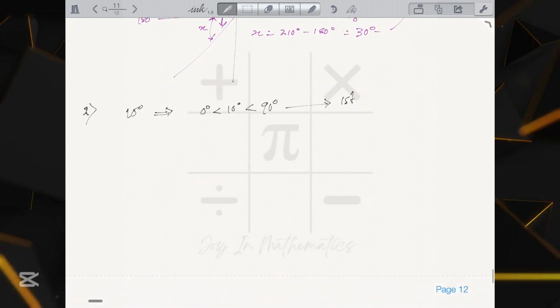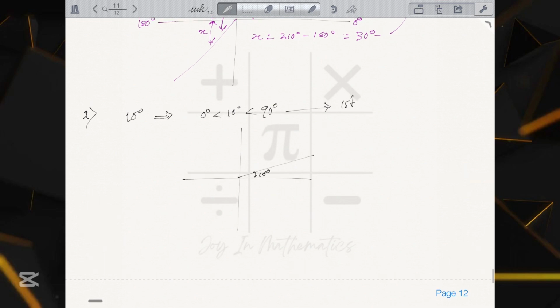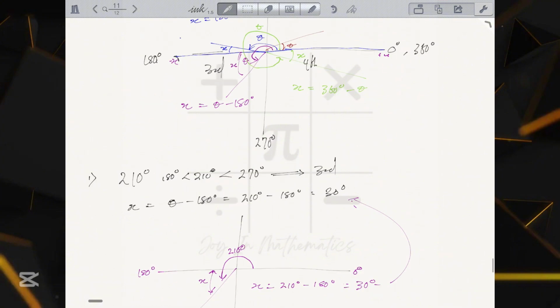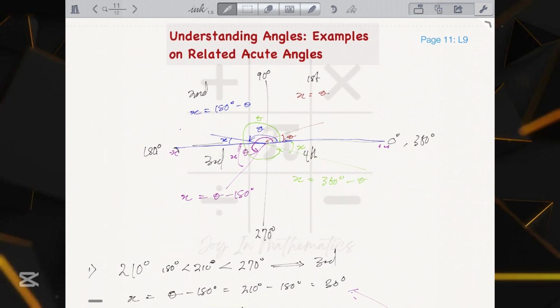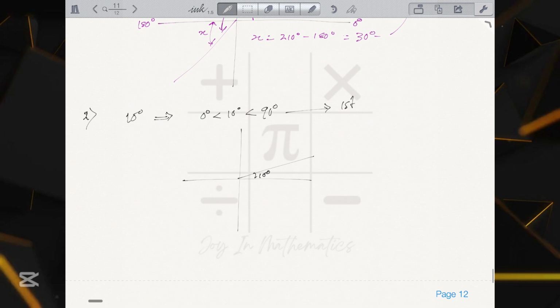So let's draw a diagram to represent the first quadrant, and we'll have 10 degrees. Now, what then is the equivalent acute angle or the relative acute angle? We will see that in the first quadrant, the related acute angle is simply x is equal to theta. Theta is equal to 10 degrees. Therefore, the related acute angle is equal to 10 degrees.